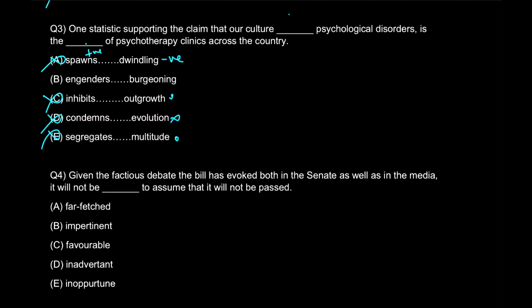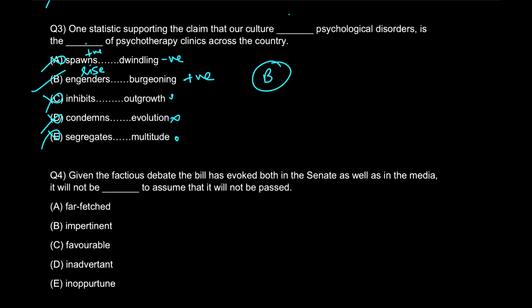Engenders means giving rise to, giving birth to. Okay, तो ये claim हमारे culture को gives rise to this fact. Okay, and burgeoning is showing rapid growth. So now we are very confirmed that दोनों ही positive है and that makes the answer as number B. Okay, for the third question.